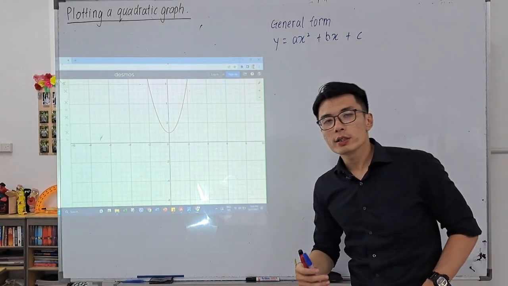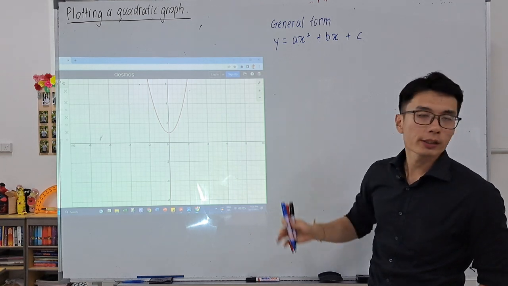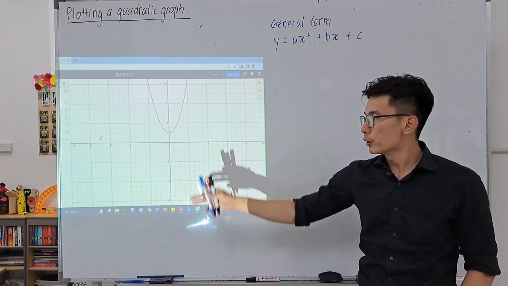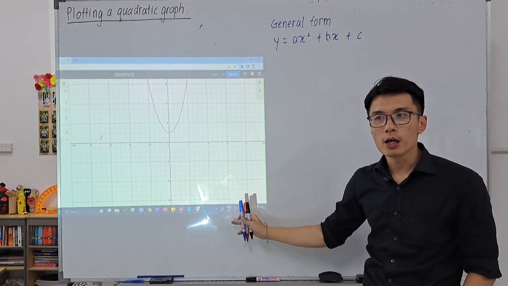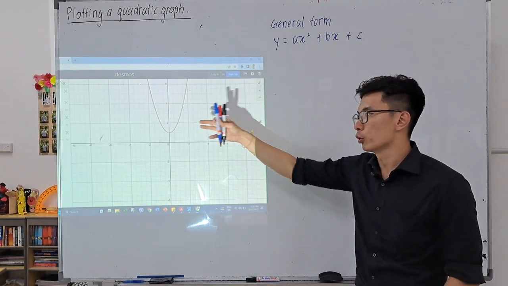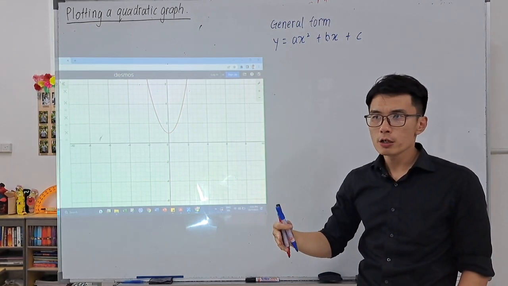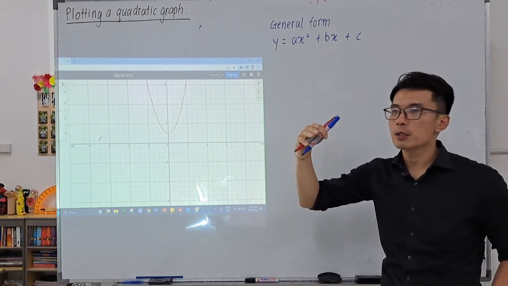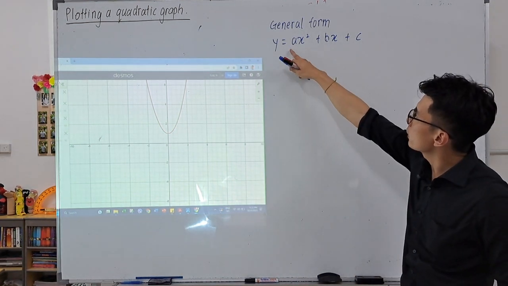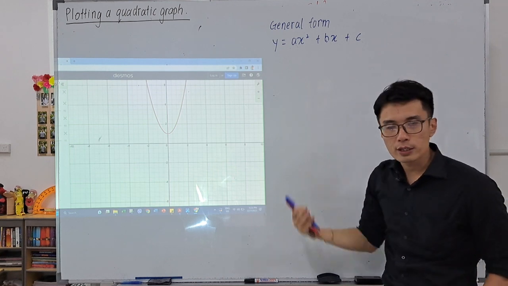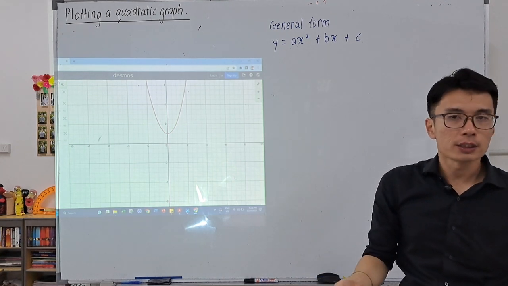Okay, so for today's class, we will talk about plotting a quadratic graph. As you can see from the board over here, I have an example of a quadratic graph shown to you. And usually, a quadratic graph is expressed with this equation over here: y equals ax squared plus bx plus c.